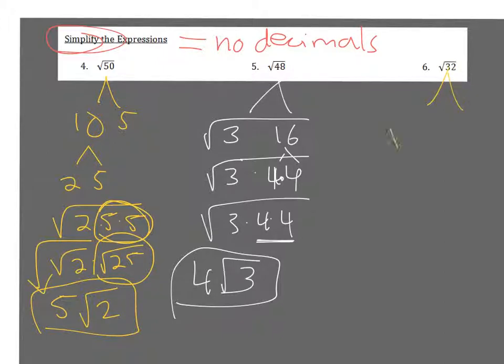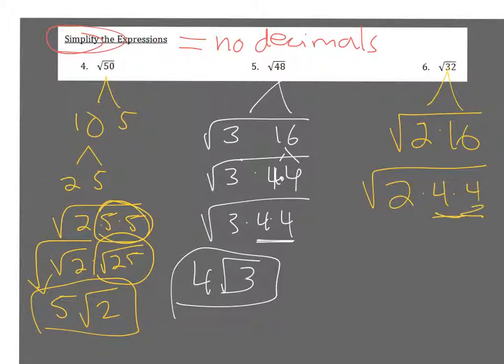So square root of 32, I will split into 2 and 16. And then 16, like I did before, splits into 4 and 4. So I've got pairs of 4s. So I'm going to pull that out. So that's going to be 4 square root of 2. All right, so that'll be my answer there.